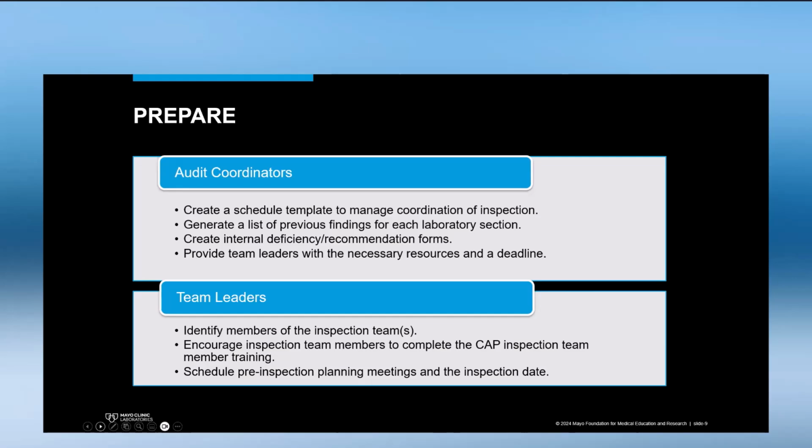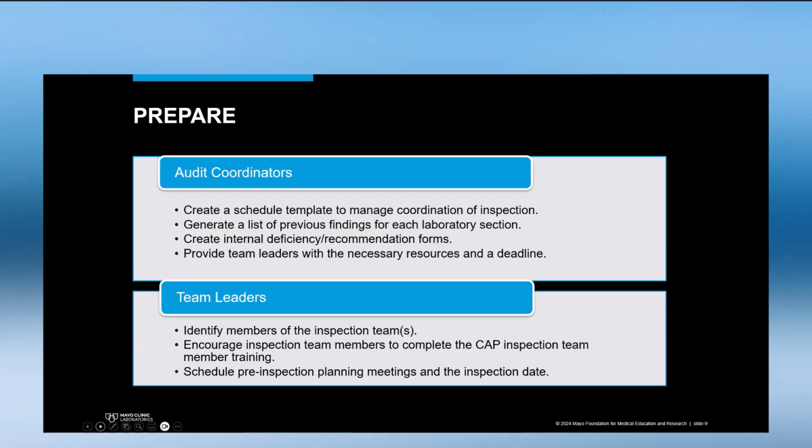The team leaders are going to encourage all their team members to complete the CAP inspection team member training on cap.org. And the team leaders schedule pre-inspection planning meetings and the inspection date and time. That team leader is going to serve in a role very similar to what a team leader on a peer inspection would. So during that pre-inspection planning meeting, they're going to provide the resources to their team members. They're going to discuss any logistics, such as where are we meeting, reminding them how to manage their time during their inspection. They're going to identify themselves as that resource for any compliance questions or other issues that might come up during inspection.